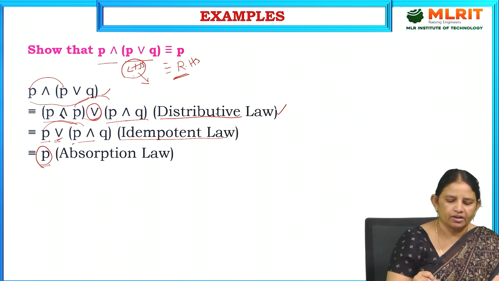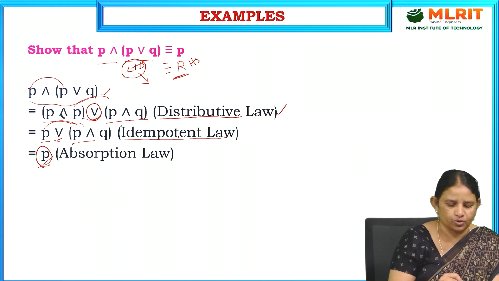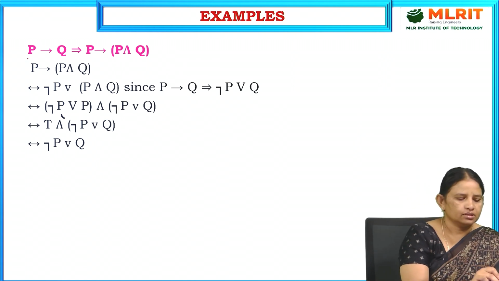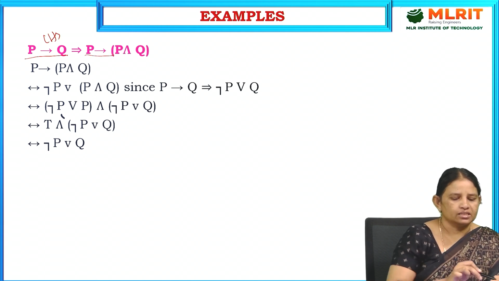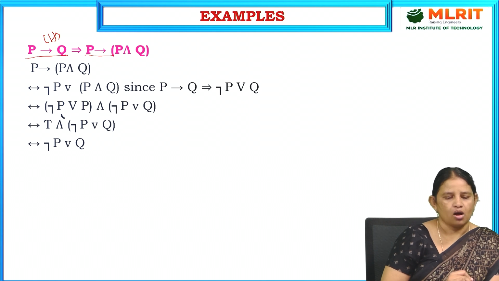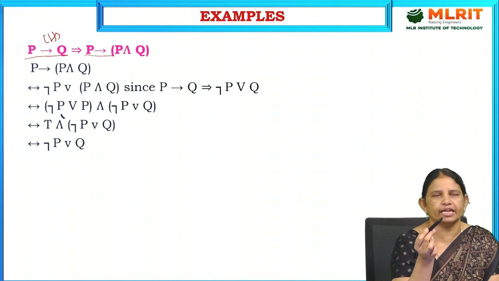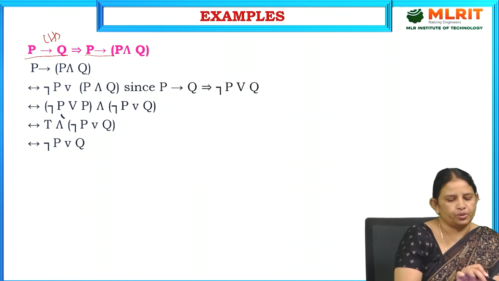You have to specify the law inside the parentheses for each law you apply to get the RHS value. Consider the second example. P implies Q is the LHS. P implies P and Q is the RHS. Either you take the LHS or the RHS, you take any one of the propositions, but it should be equivalent to the given statement. Take P implies P and Q.